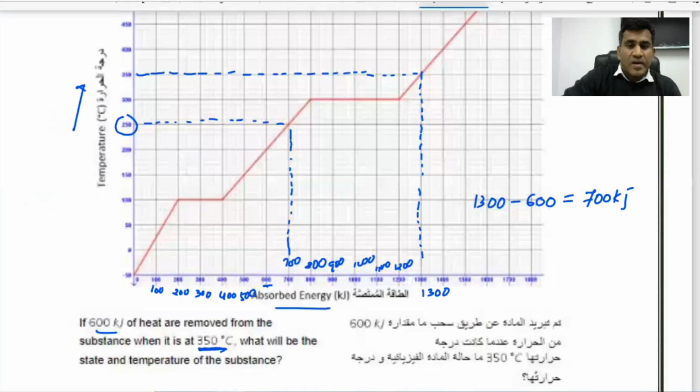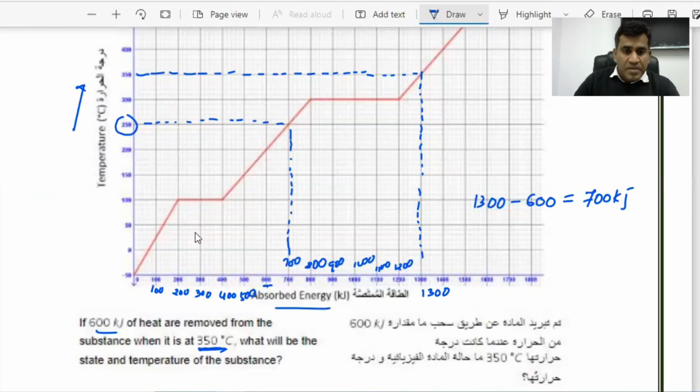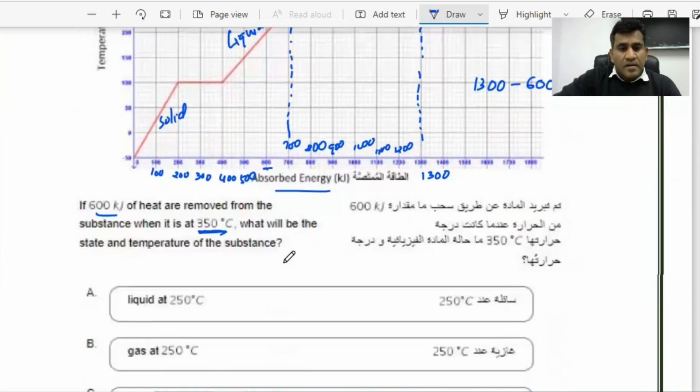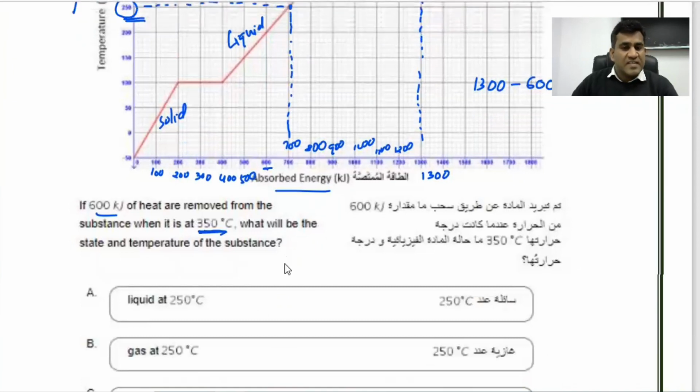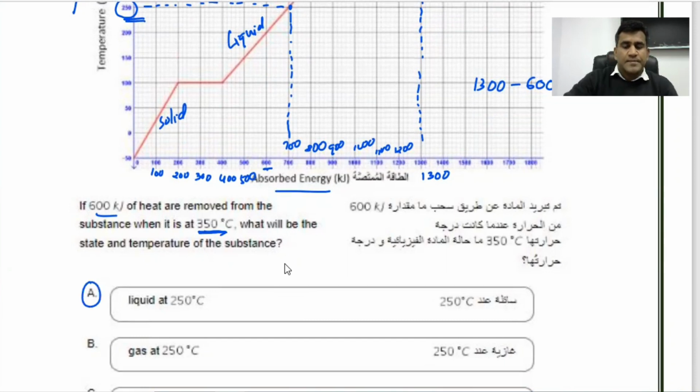Looking at the question, this part must represent the solid, and this is melting and freezing, whatever it is. This part represents the liquid, and this part represents the gaseous state or vaporizing. So what is this representing? The substance must be in the liquid form at a temperature of 250 degrees Celsius. So I should go with the option which says liquid at 250 degrees Celsius. That matches option A, liquid at 250 degrees Celsius.